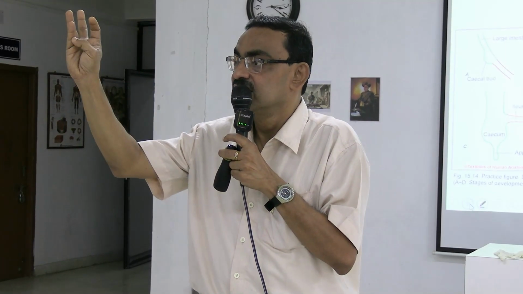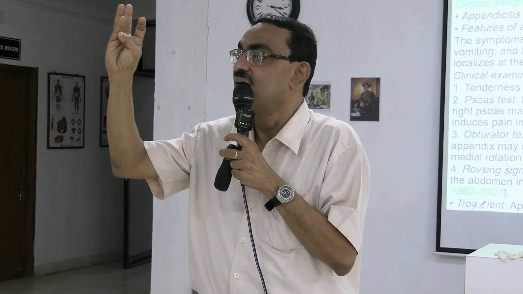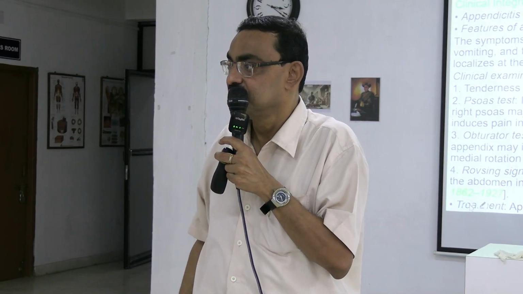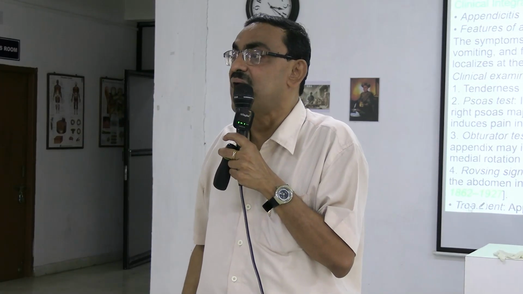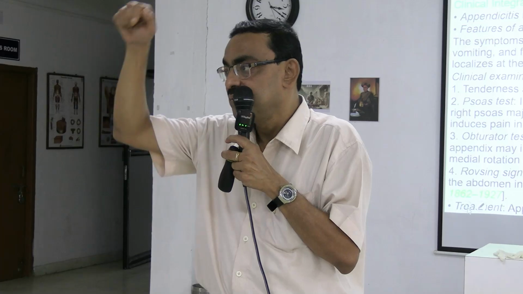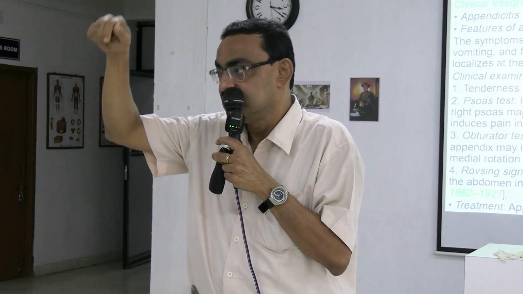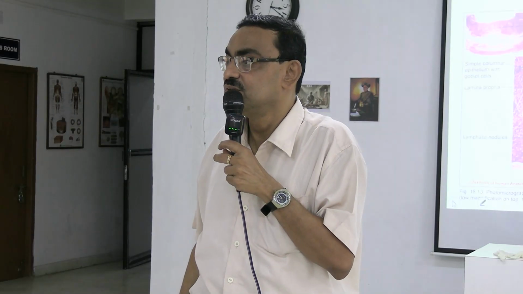So appendicitis is very common due to the fact that it is supplied by an end artery. In the appendix, there are also hiatus muscularis. And third, it is a blind loop. Any fecalith gets impacted over there, so it's a blind loop. So these are three causes for which appendicitis is very common.